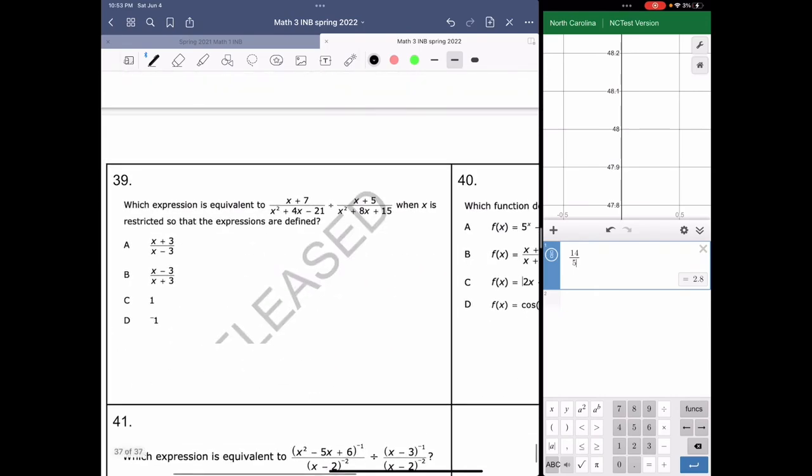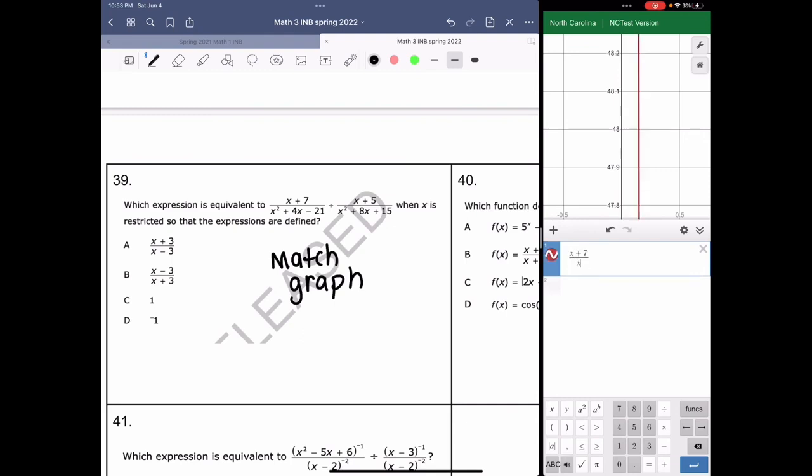All right, for 39, you already should have done 39. You would have put this into Desmos and matched your graph. The only thing you've got to be careful of is that when you put this in Desmos, it's not going to be formatted exactly the same way. So we have x plus 7, and then x squared plus 4x minus 21.